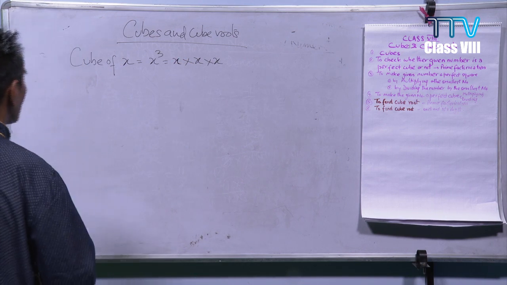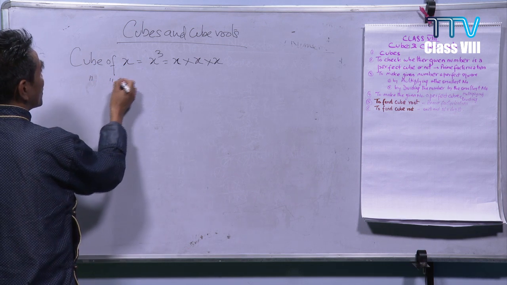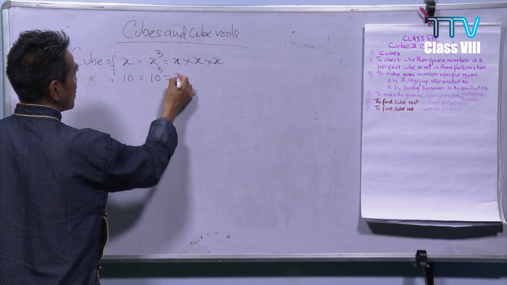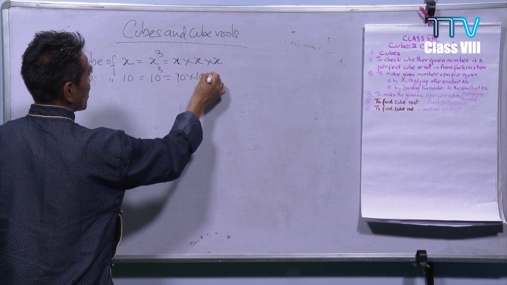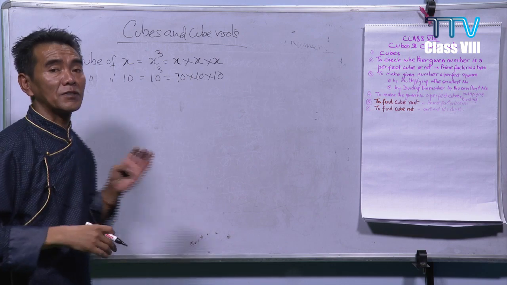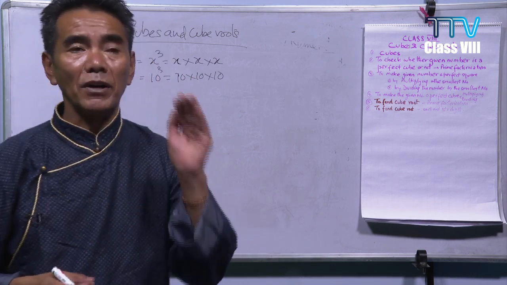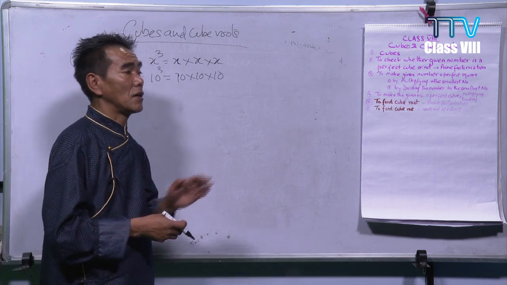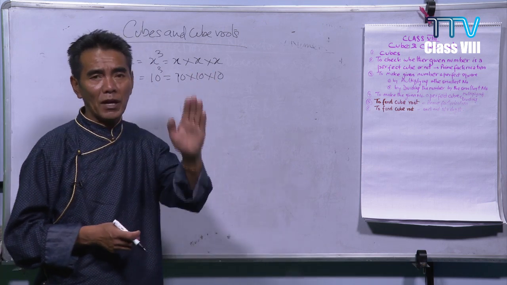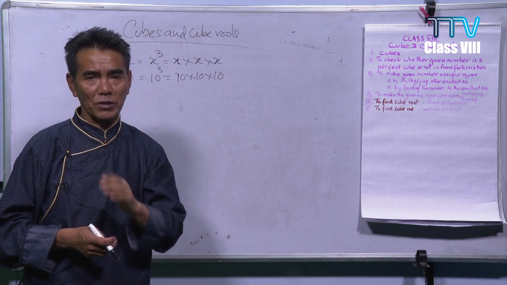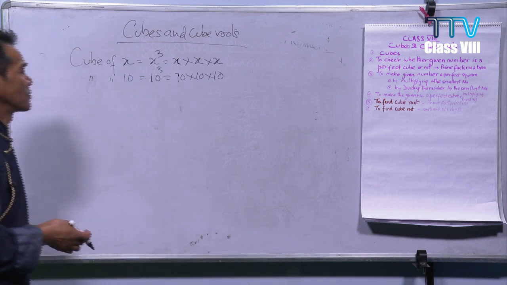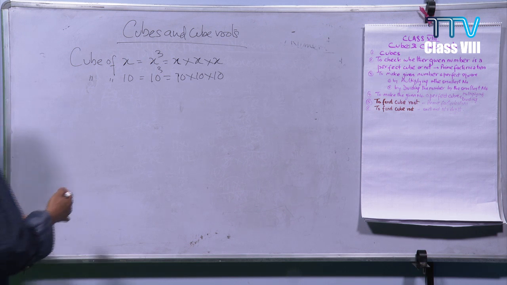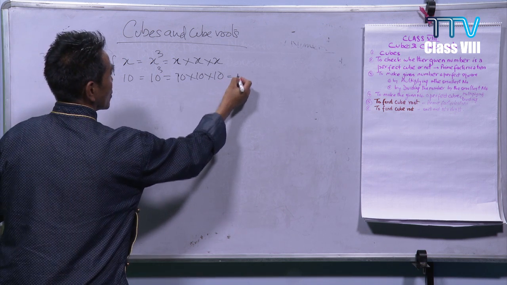So if I ask the cube of 10, it means 10 raised to power 3. And this means 10 multiplied by 10 multiplied by 10. Square of 10 is 10 multiplied by 10. A cube of 10 is 10 multiplied by 10 multiplied by 10. Okay. That was the idea of cube in this lesson. Cube of 10 means 1000.